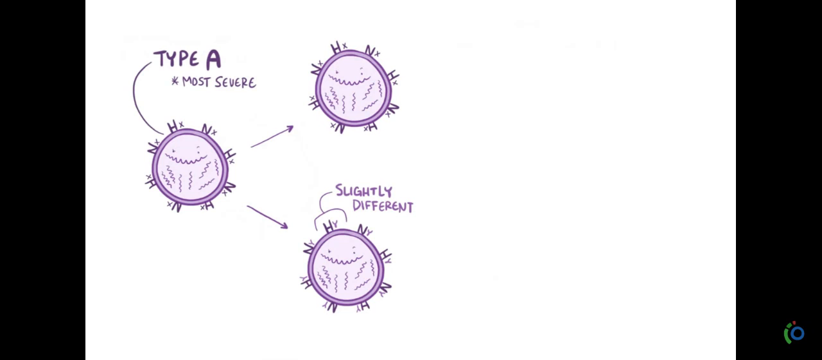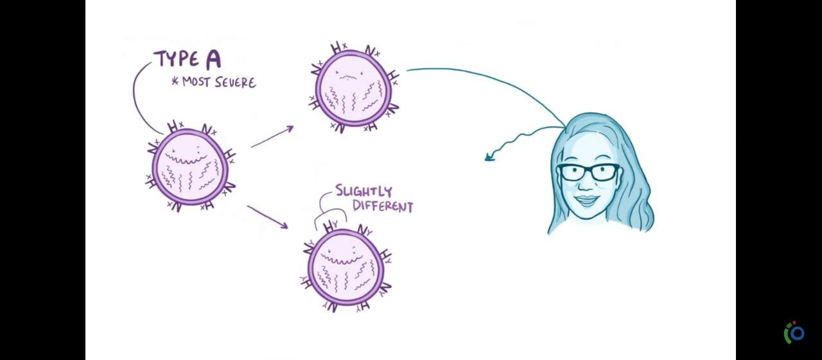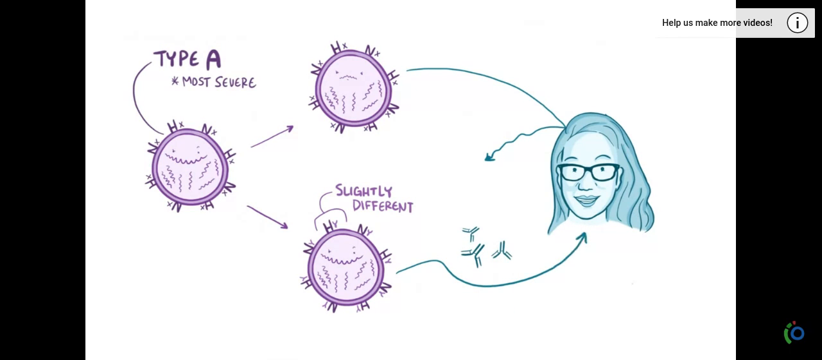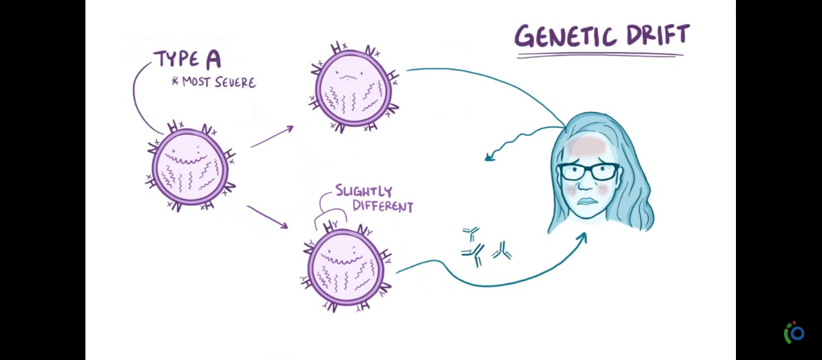Over time, if enough of these small changes happen, even if somebody's immune to the original virus, the mutated virus might have H and N glycoproteins that are different enough to allow it to evade antibodies, and therefore infect someone who is immune to previous strains. This process is called genetic drift, and is why individuals can get sick from influenza year after year, or from two different strains of influenza in the same year.